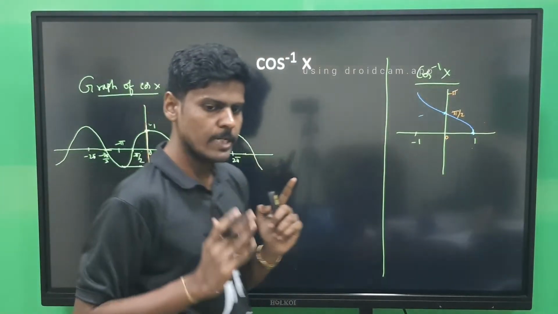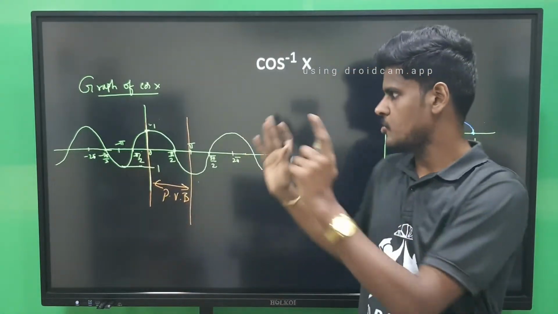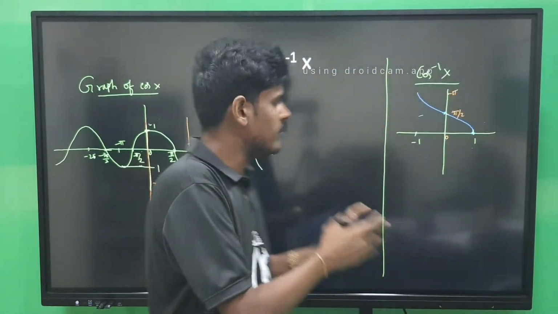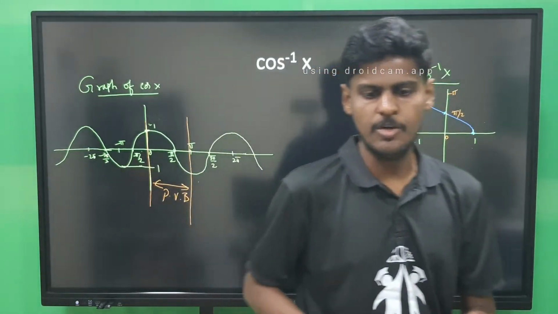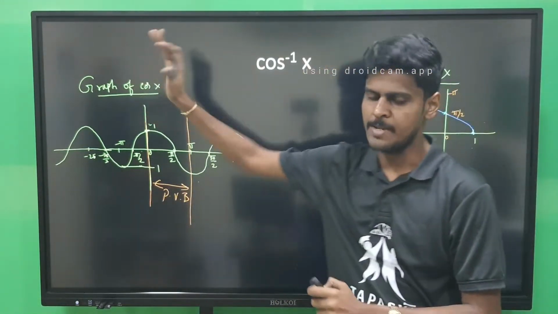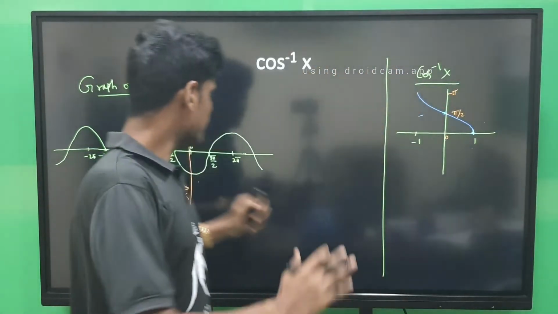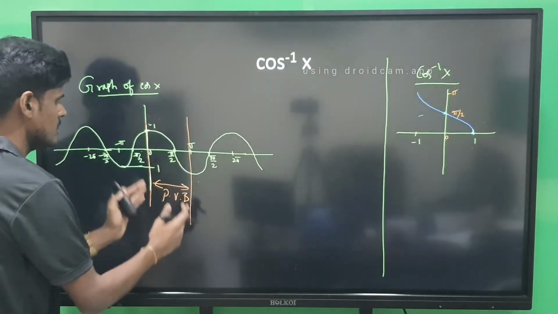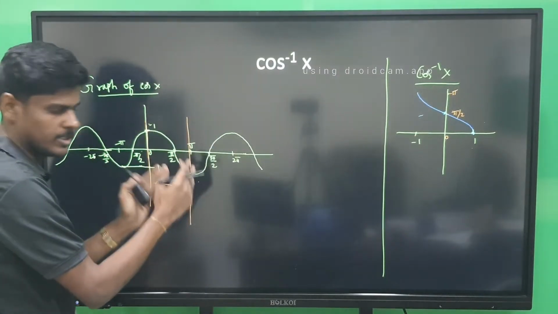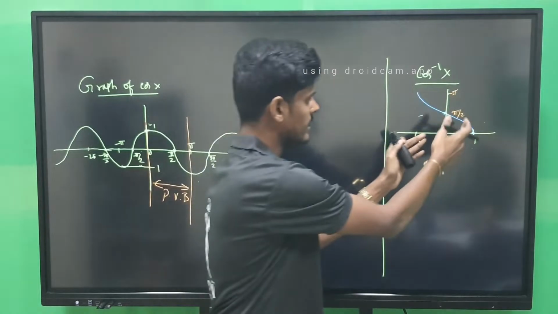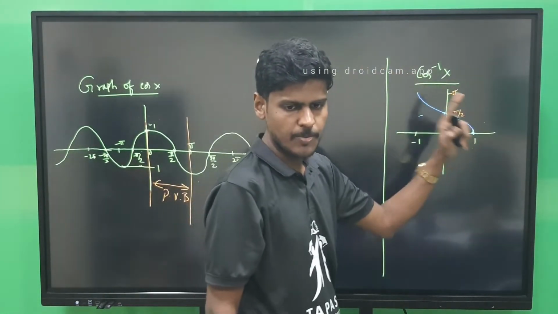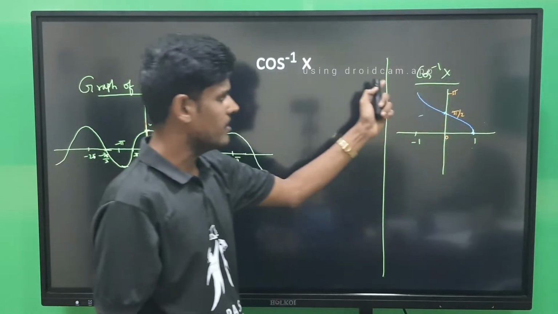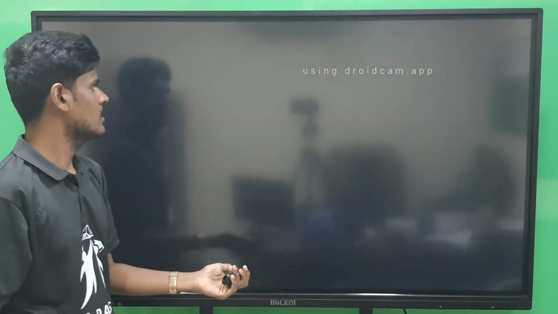So always remember, we should restrict the function so it becomes a bijection. Even if it is not a bijection, we can always restrict the domain as well as codomain of the function so it becomes a bijective function. Then what we do? Take this branch, that is 0 to pi for cos x, and plot it here, 0 to pi in y values. So input becomes output, output becomes input. So the graph will be like this for cos inverse x.